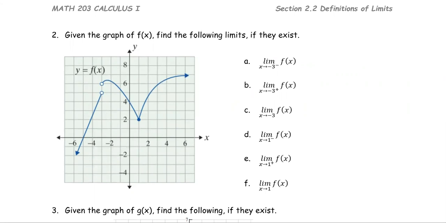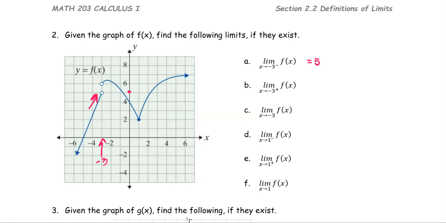For example 2, given the graph of the function f of x, we're going to find the following limits if they exist. For the notation, the limit as x approaches negative 3 from the left of the function f of x as part A. We target the value negative 3. The negative 3 on the graph would be at that position. And then we look for the direction of the function as x approaches negative 3 from the left. The function value approaches the value 5. So for part A, the answer is 5.